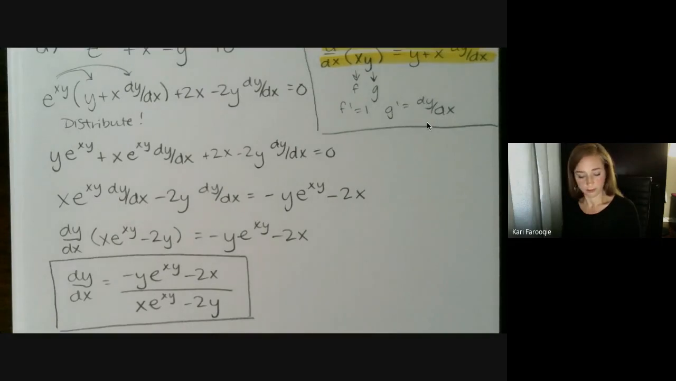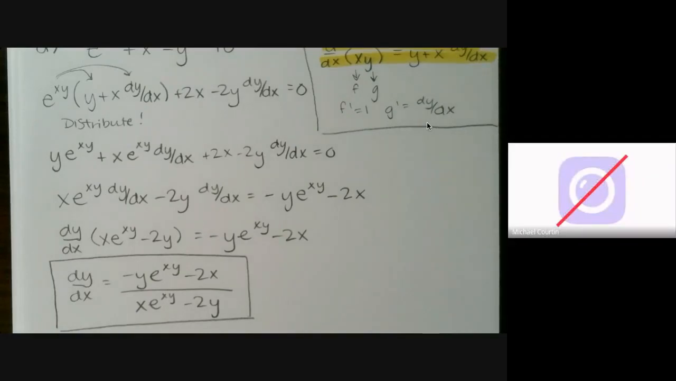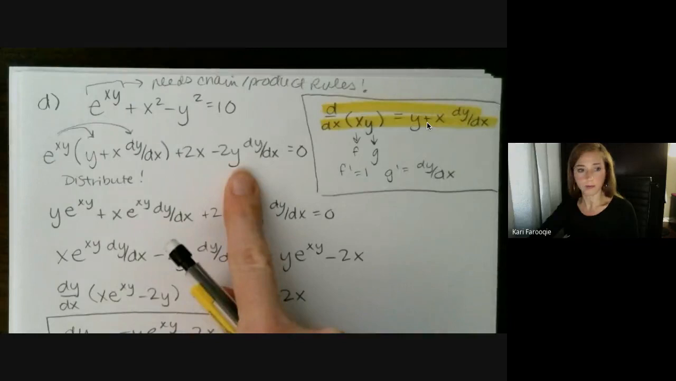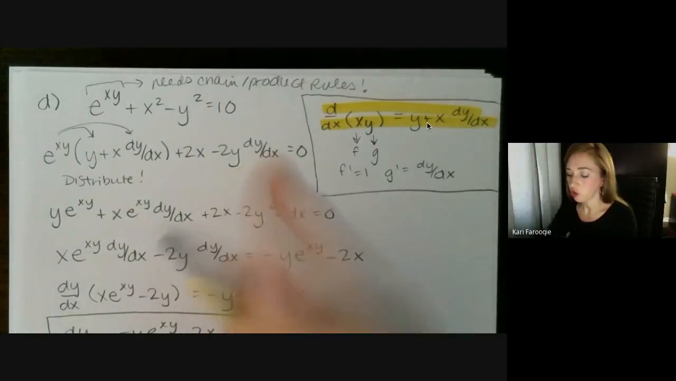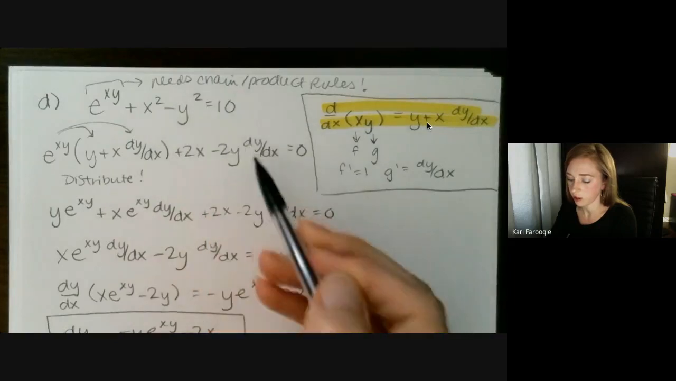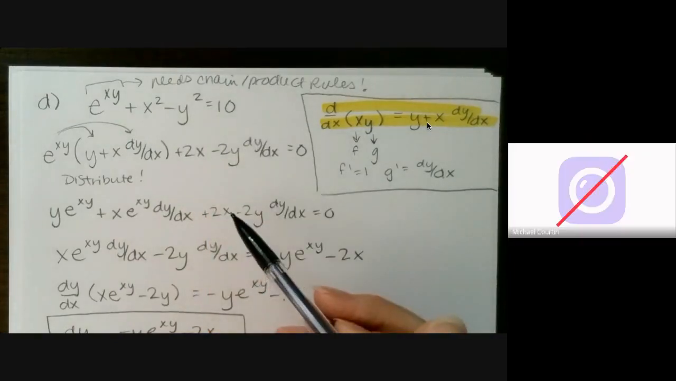Questions there? So right up top, where did the 2y get the dy dx from? This one? Yeah. Any term that you take a derivative of, if it's got a y in it, it gets dy dx. Okay.